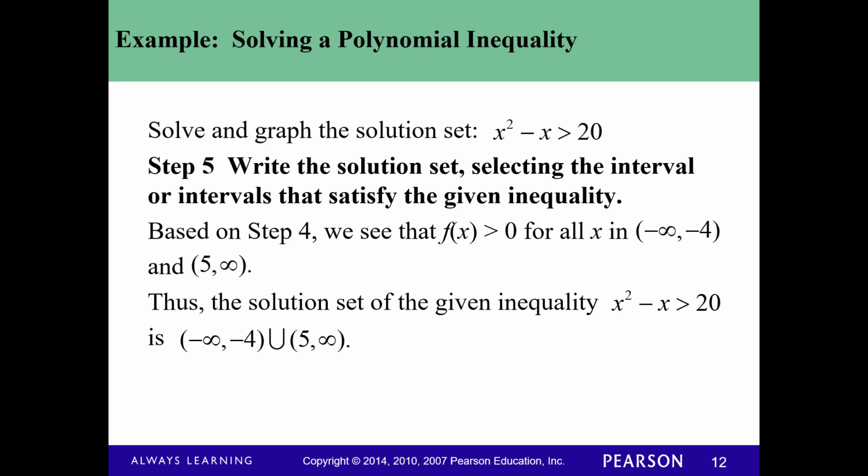And so now we have it. We know where it's positive and where it's negative. So we see that in step 4, based on the intervals that we chose, f of x is greater than 0 for all x in that interval, and it's also greater than 0 for the interval from the boundary point to positive infinity. So the solution set will be this interval combined with, or unioned with, that other interval.